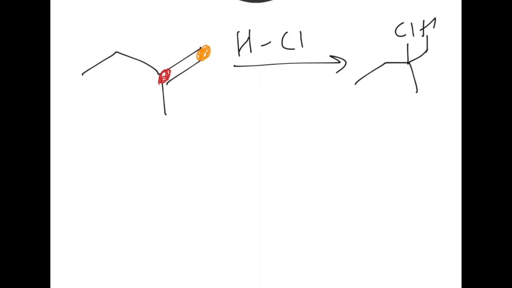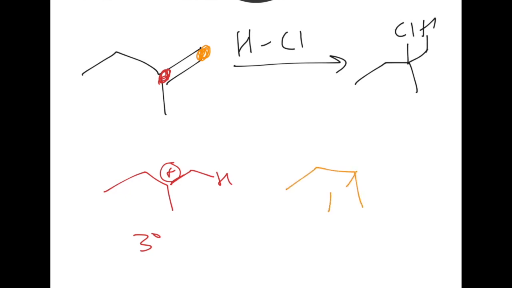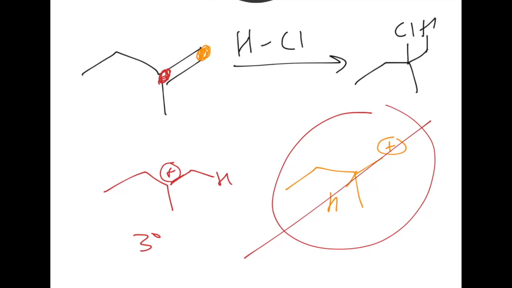Right? This works out. Markovnikov's rule was developed before we had an understanding of carbocations, but it works out that you follow it and you make the most stable carbocation. Because when I put the hydrogen on the end, I make a tertiary carbocation. When I put the hydrogen inside, I make a primary carbocation. So I don't want to make this because it's less stable. So I make the tertiary carbocation, and then my chloride adds to that.